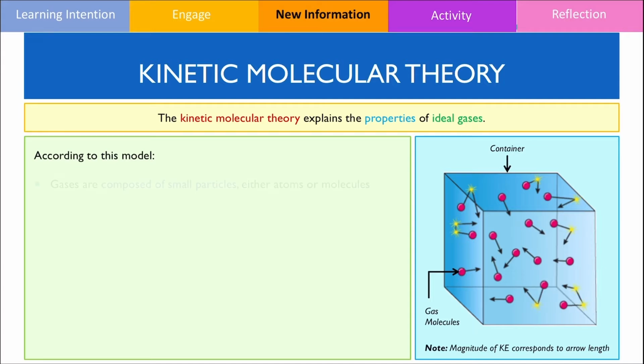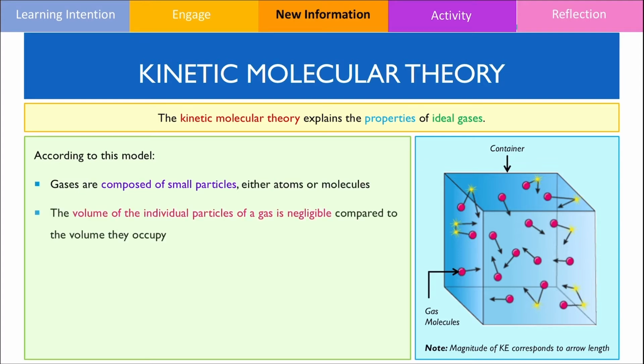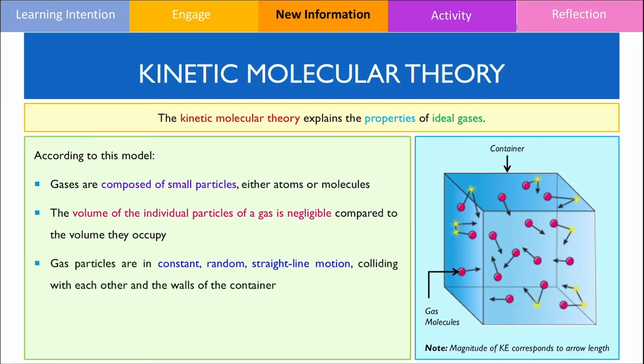It states that gases are made up of particles that are constantly moving as shown by the arrowheads in the diagram. The volume occupied by the gas particles themselves is negligible compared to the volume that they occupy. Gas particles are in constant random straight line motions where they collide with each other and the walls of the container. The collisions between gas particles are described as elastic, which means that the total kinetic energy is conserved.